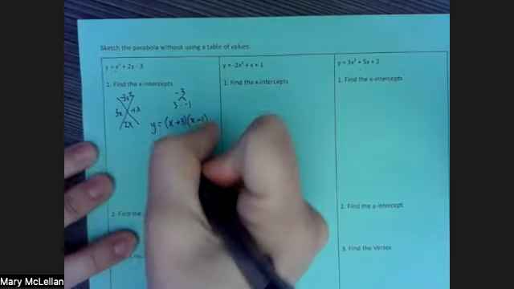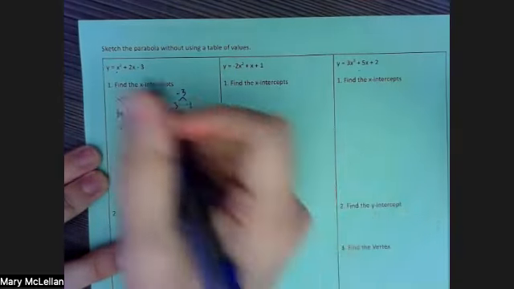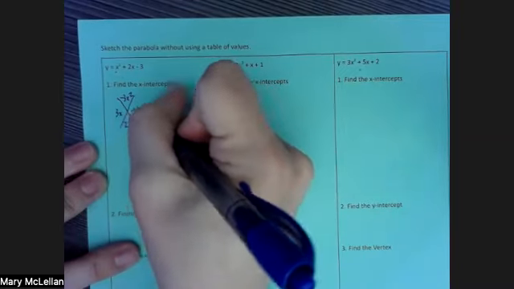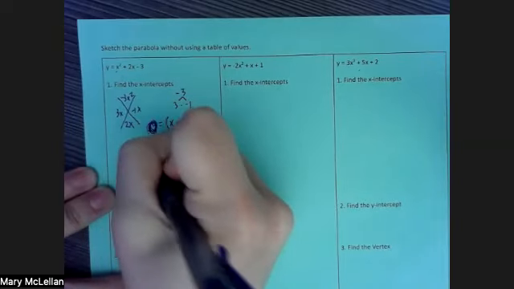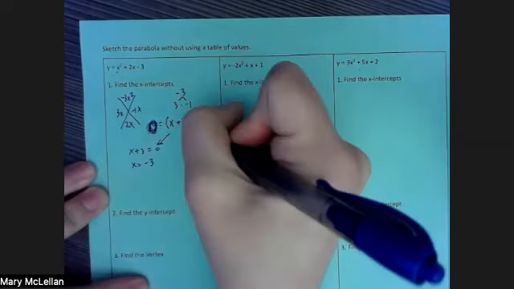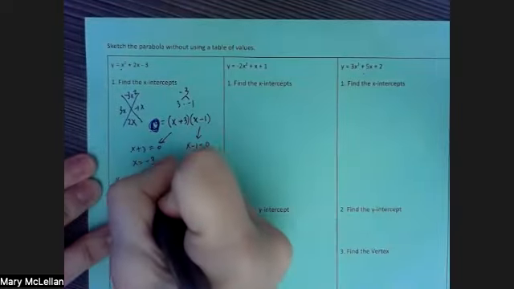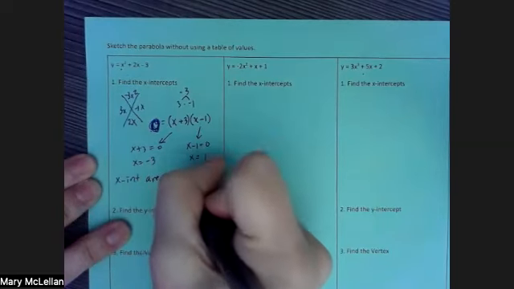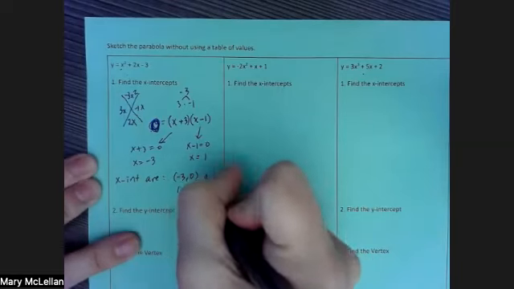There, and from here I can find my x-intercepts by setting this equation equal to 0, because when y is 0, I'm on the x-axis. So x plus 3 equals 0, x equals -3, x minus 1 equals 0, x equals +1. My x-intercepts, oh, focus, are -3, 0, and 1, 0.